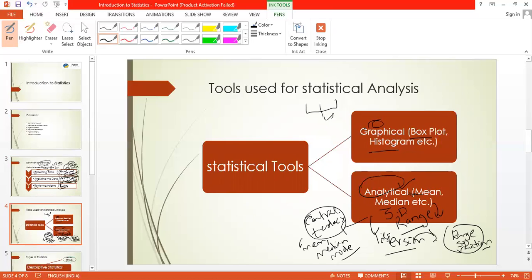And in terms of graphical tools, we have box plot, histogram, and scatter plot. So don't worry about all these names. I'll be uploading more and more videos on all of these tools, and we are going to see how these can be implemented in SAS, in R, and as well as in Python. So I'll try to implement these tools in all of these three languages.